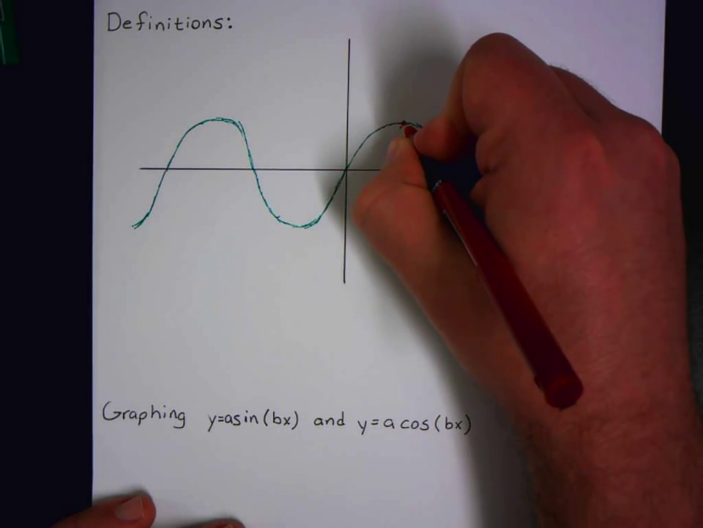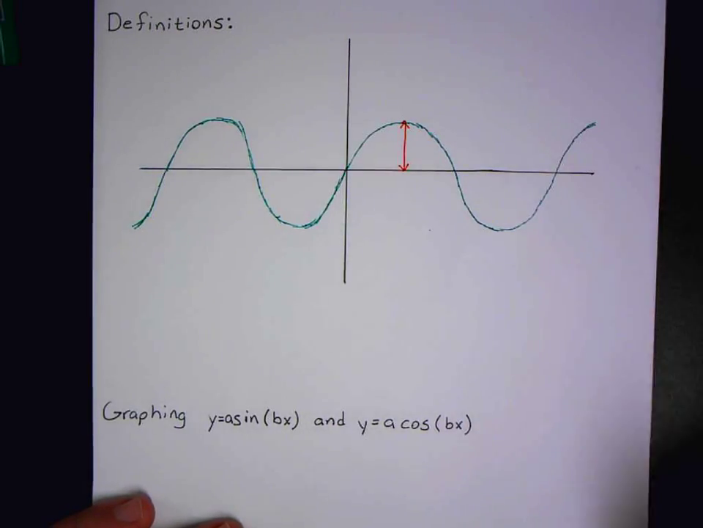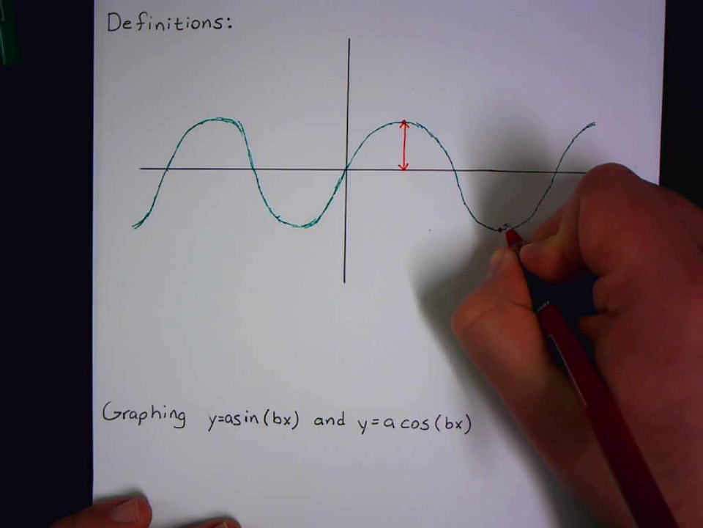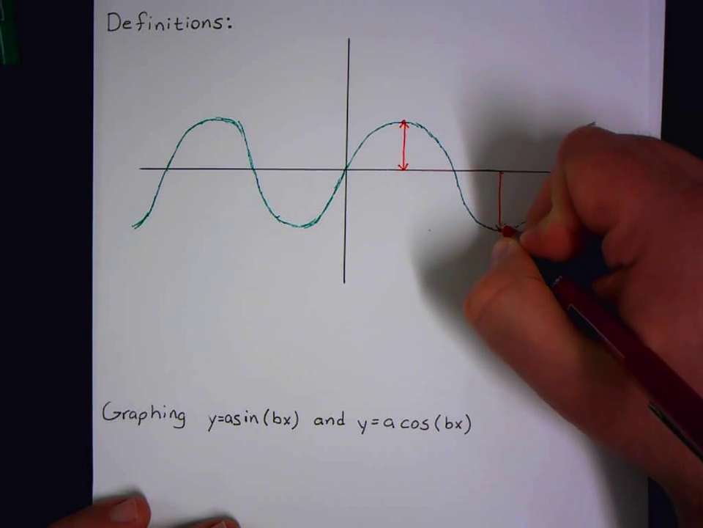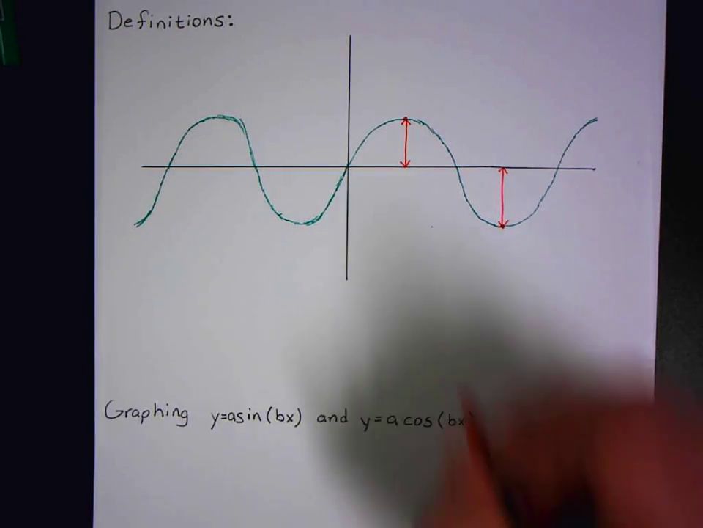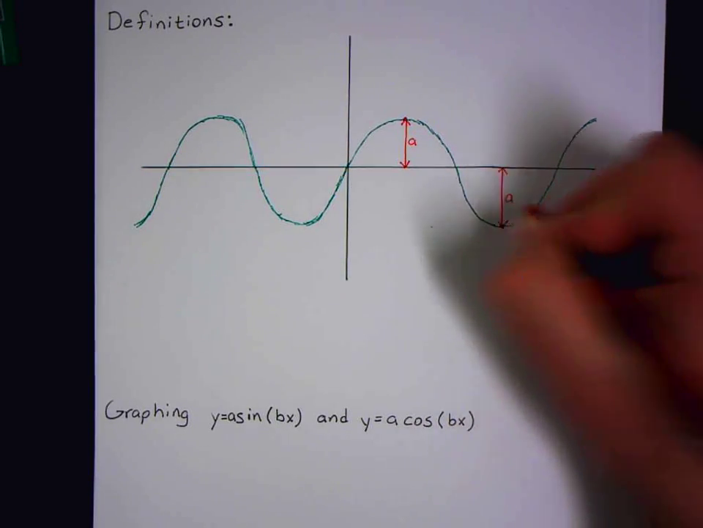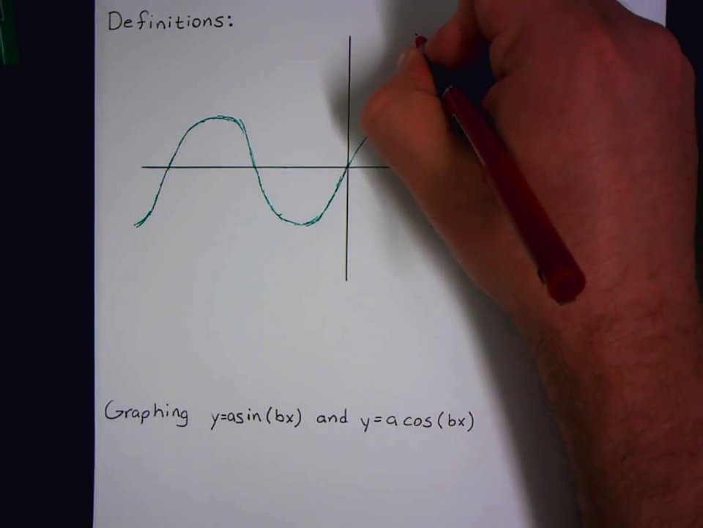Okay. First one, take our highest point or our lowest point. Shouldn't matter which one. And the distance between the center line and the highest point or lowest point, we use A to label that. That is called amplitude.